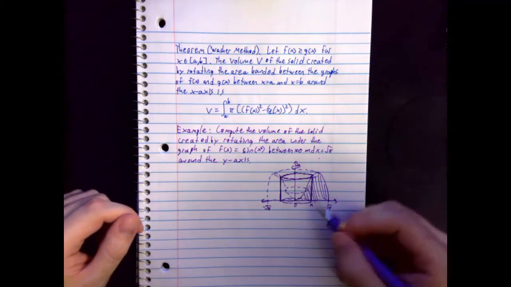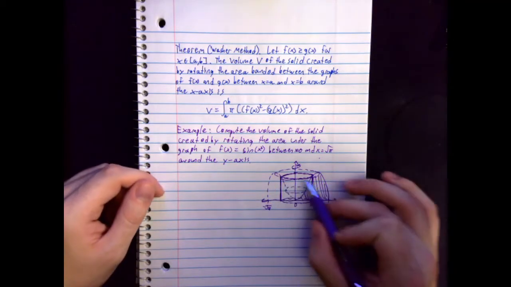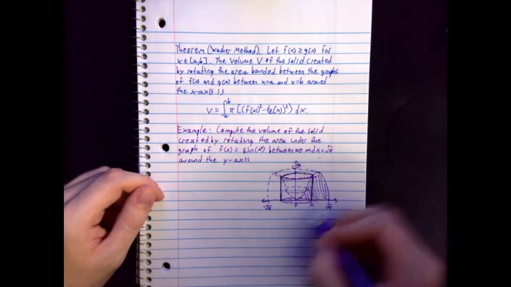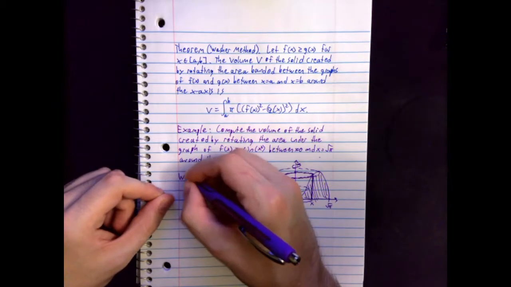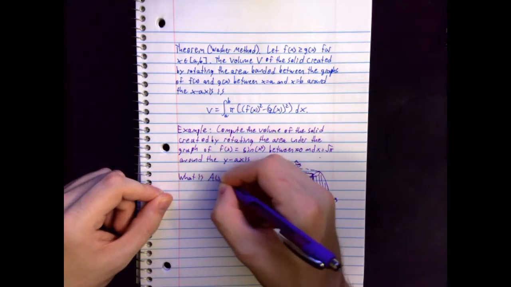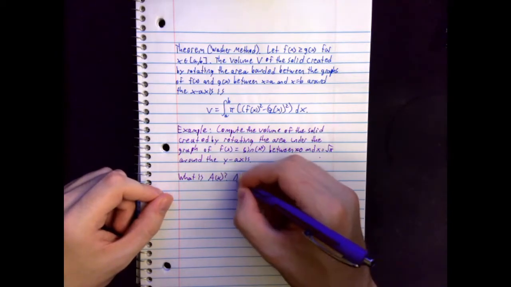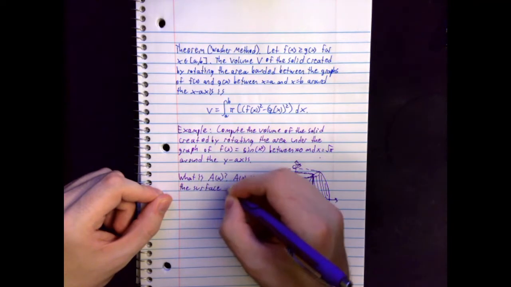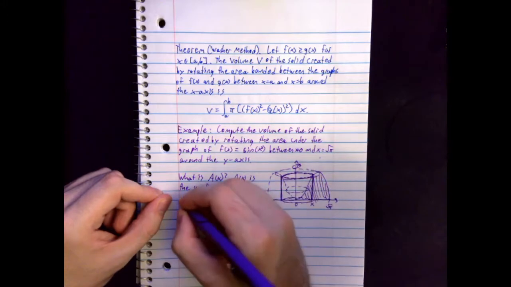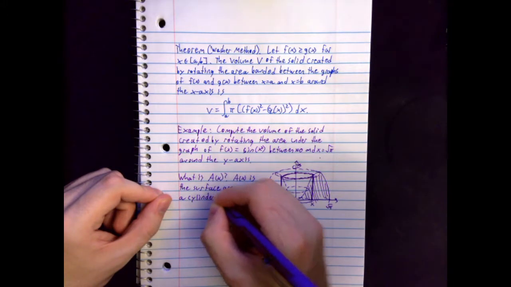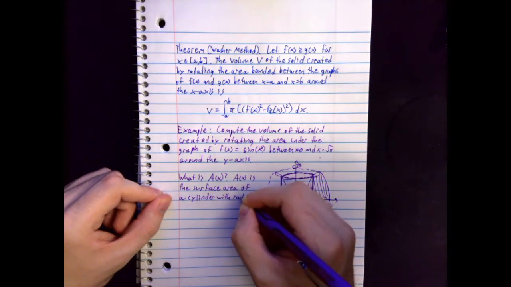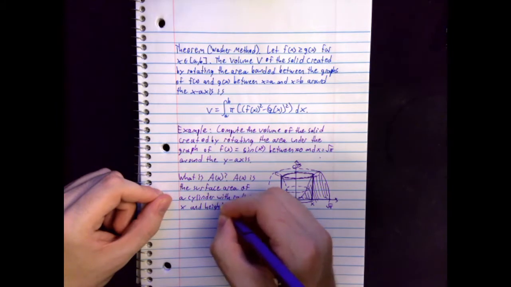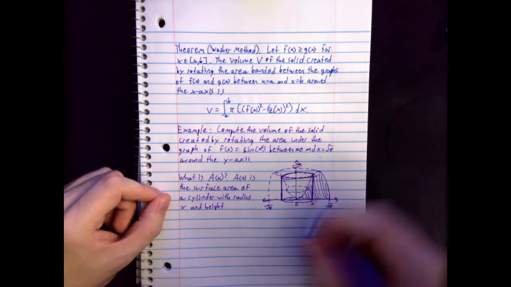Okay? So, in order to do this, we need to compute the surface area of this cylinder. We need to know what the surface area of this thing is, this is our cross-sectional area. So what is A of x? Well, now A of x is the surface area of a cylinder with radius x and height. Well, what is the height of the cylinder? It's precisely f of x.